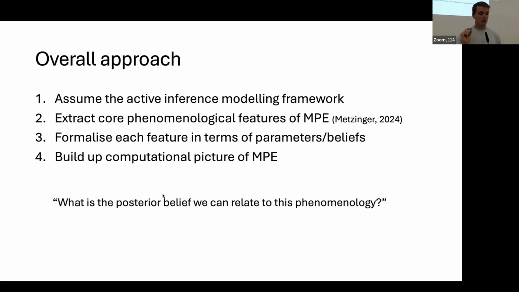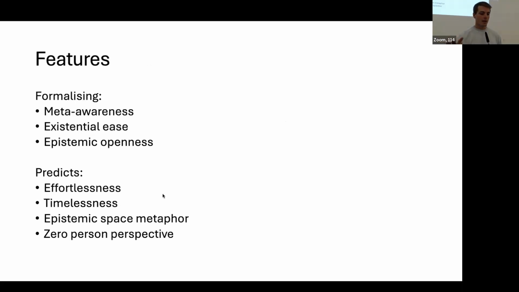So the idea is, we're assuming the active inference framework, we're extracting these core features of MPE, and we're just bringing them into the model, and it starts to build up a picture. So it's very phenomenology first. And what's interesting is if we just formalize a few of these aspects, some of the other aspects start to fall out as predictions of the computational model. So I'll just show you, again, very quickly how it works. But we'll just look at meta-awareness, this notion of ease and this notion of openness, to show how effortlessness, timelessness, and I think it lines up with your account. I'll be interested to hear what you think, and even up to this notion of no self.